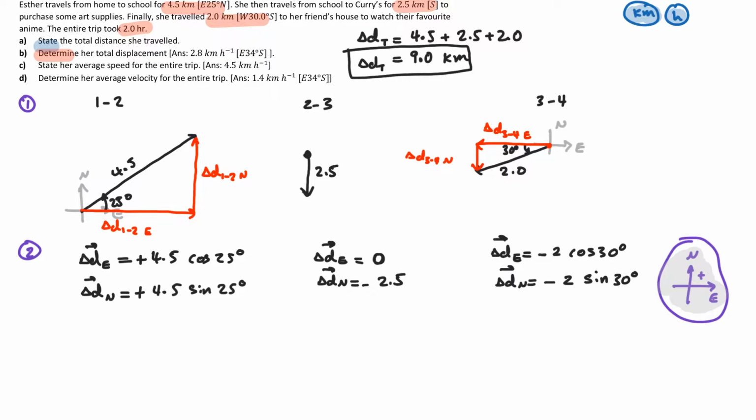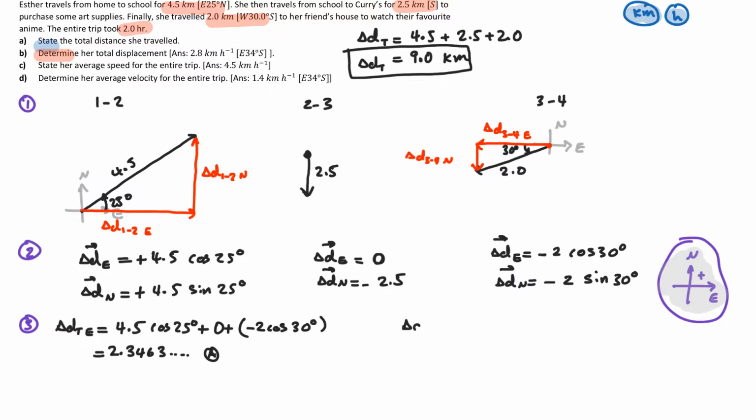Step 3 is to combine the east and the north components. So the displacement total in the east component is going to be the addition of everything. So that's going to be 4.5 cosine of 25, plus 0, plus negative 2 cosine of 30. I put that in my calculator and I will get 2.3463... The number continues. I'm going to save it on my calculator in letter A and later on use the exact value.